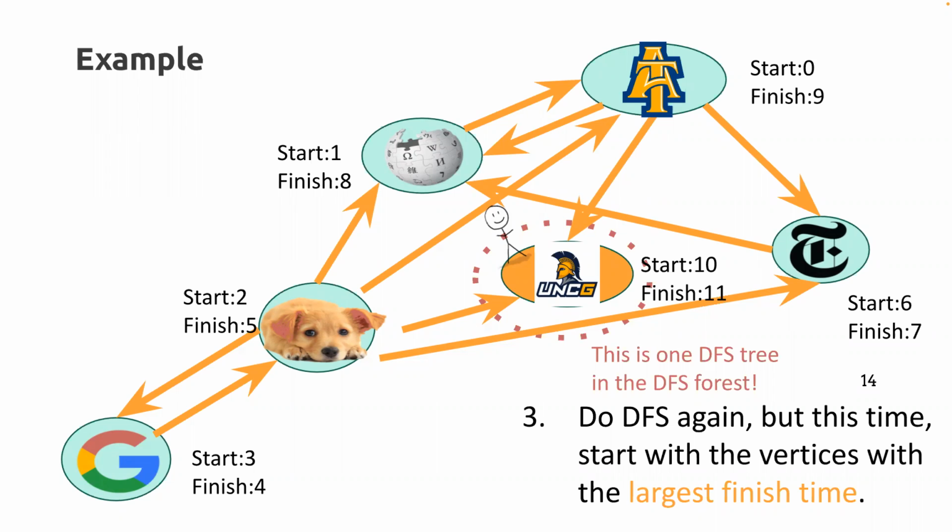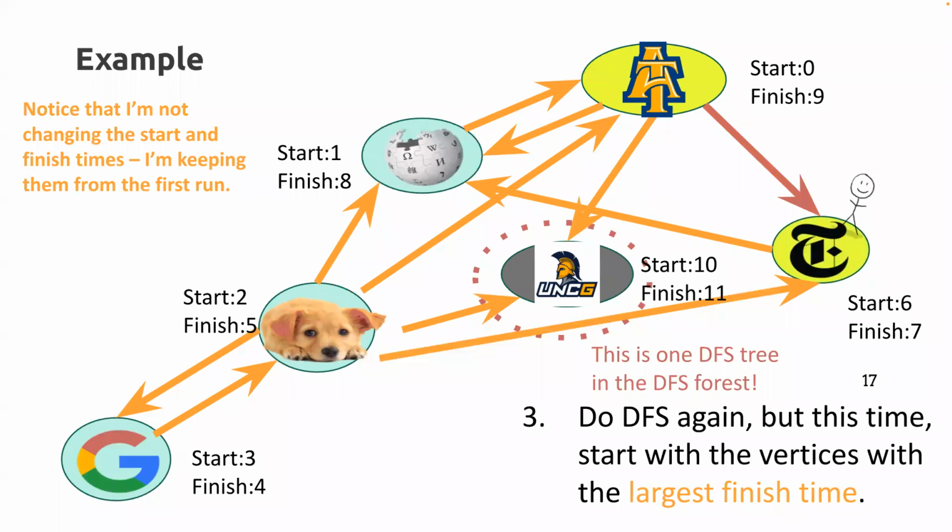Where do I run my depth first search after this? Next highest, which is which one? The ANT, yes. So I started ANT, I run depth first search. I have two options. I could go here, I could go here. It doesn't matter which one I go to, right? So it's only when I'm picking the starting node that I care about the finish time. But let's say I go here.